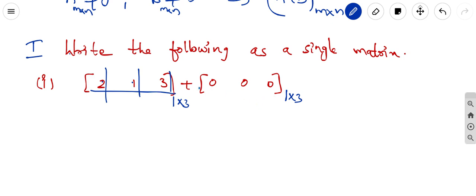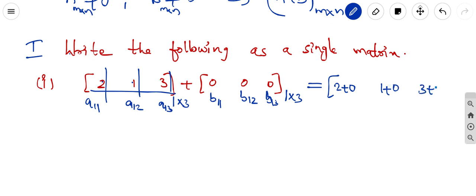Here the sum of these two matrices, written as a single matrix, we add the corresponding elements. The element A11 means first row, first column, A12 means first row, second column, A13 means first row, third column. It is another element B11, first row, first column, B12, first row, second column, B13, first row, third column. We add the corresponding elements, that is 2 plus 0, 1 plus 0, 3 plus 0. It is equal to 2, 1, 3. This is a single matrix, the sum of two matrices.